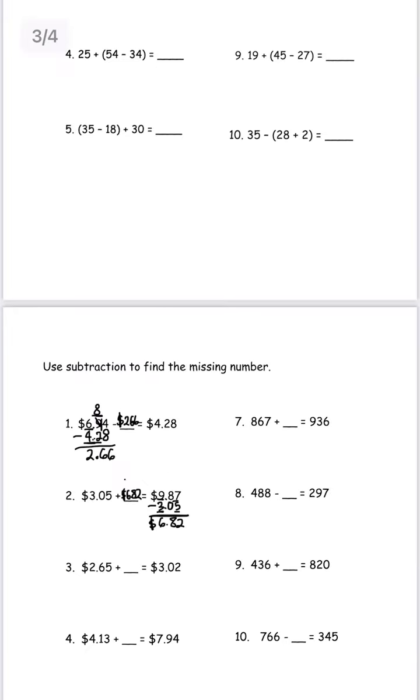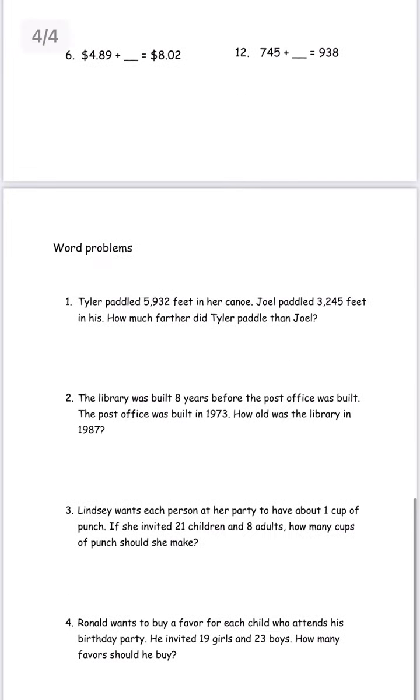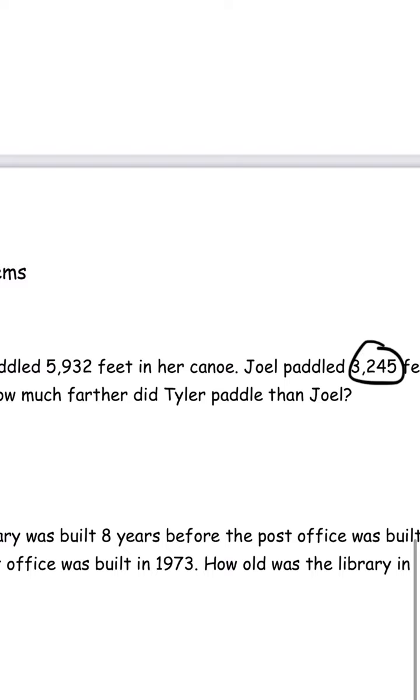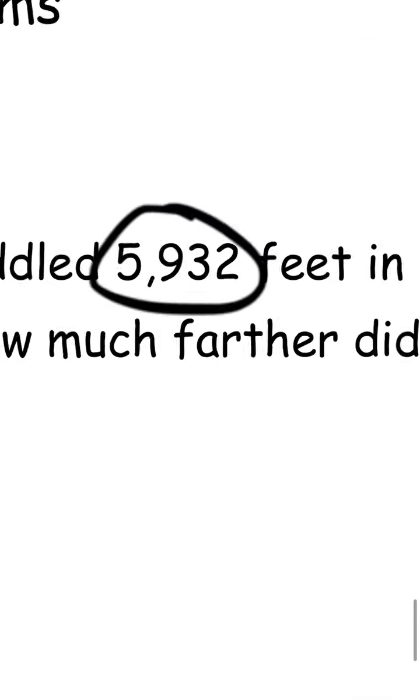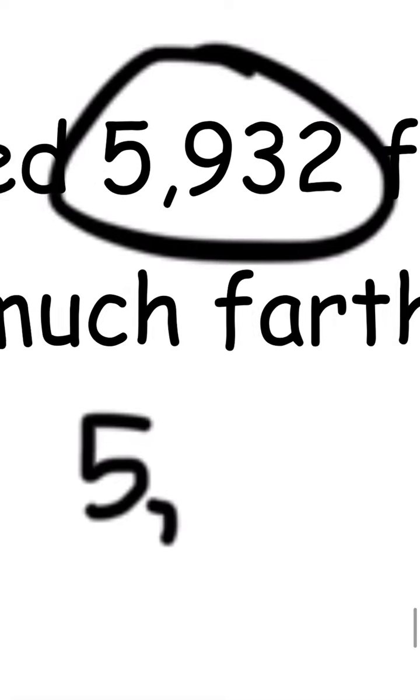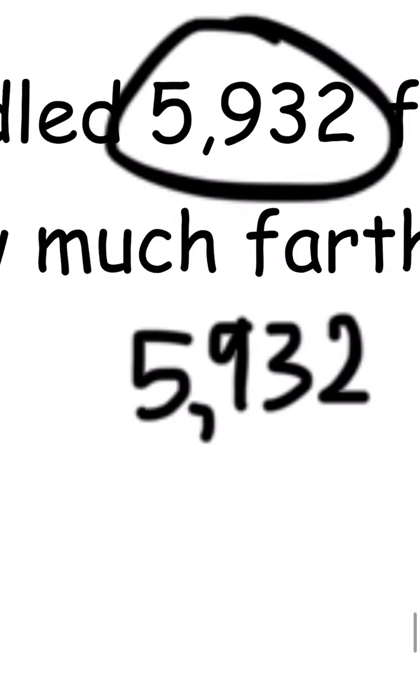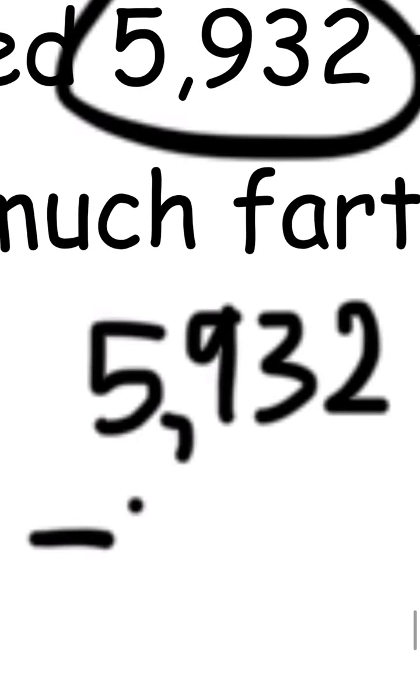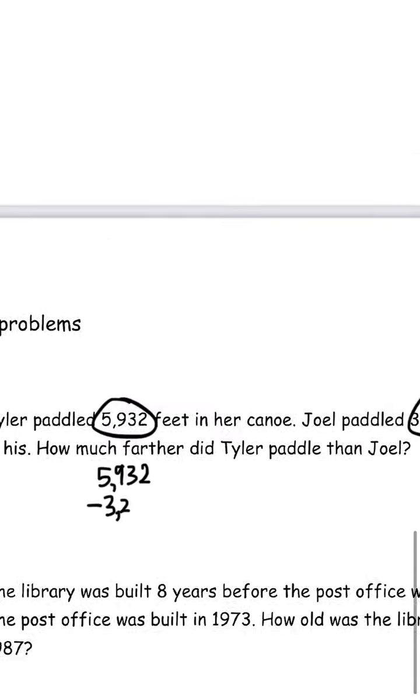Let's move on to the next page. For this page, we have word problems. Let's look at number 1. For number 1, it says Tyler pedaled 5,932 feet in his canoe, and Joel pedaled 3,245 feet in his. How much farther did Tyler pedal than Joel? So we need to subtract 3,245 from 5,932.